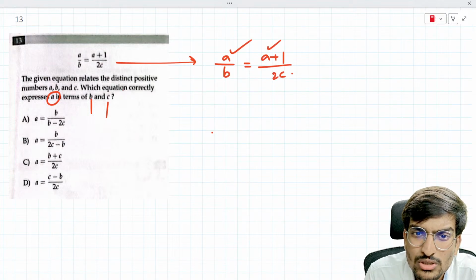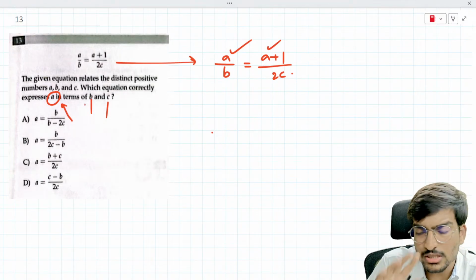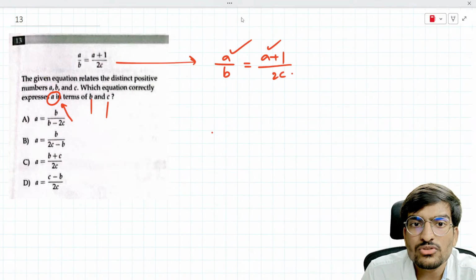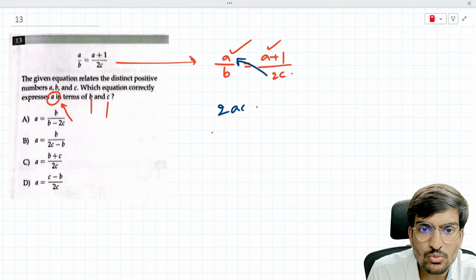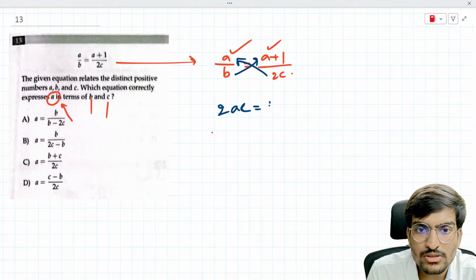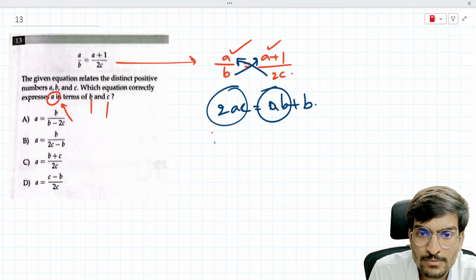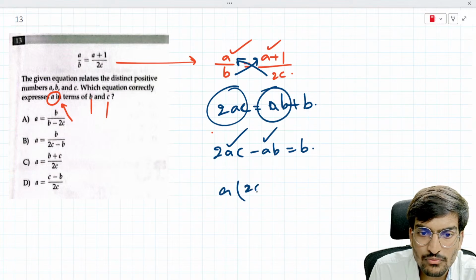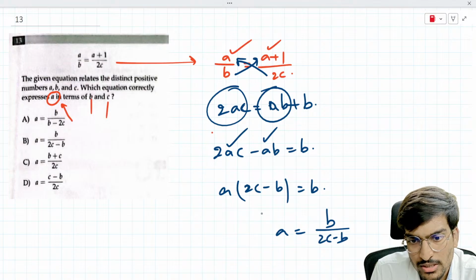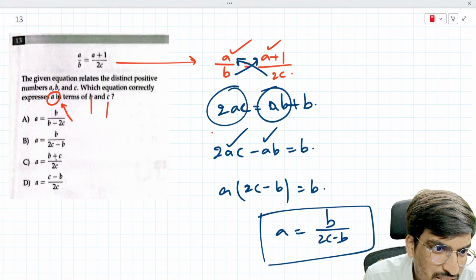Whenever you have two terms and you want to express them in terms of one, you have to put them together first. So multiply this with this, you get 2AC, which equals, multiplying B with this, AB plus B. I directly multiplied. Now put these A terms together: 2AC minus AB equals B. We have to take out A, since we need to find the value of A. So A times (2C minus B) equals B, so A equals B by 2C minus B, which is option B.